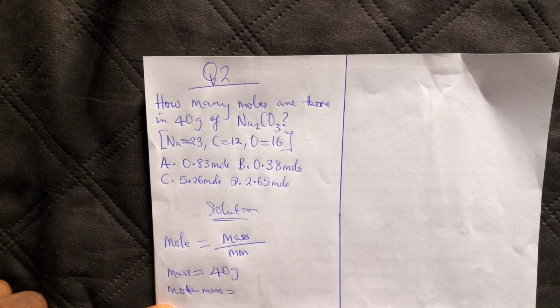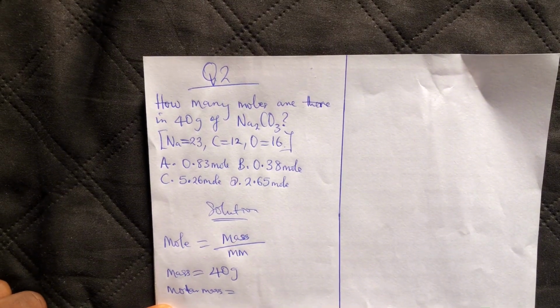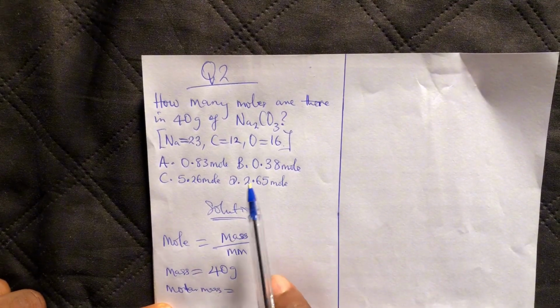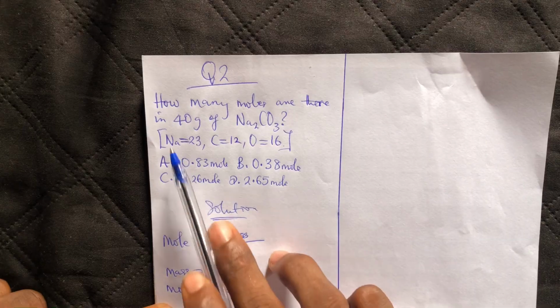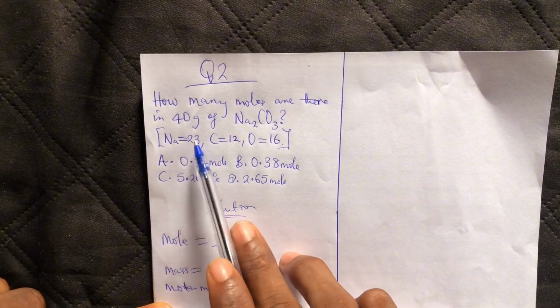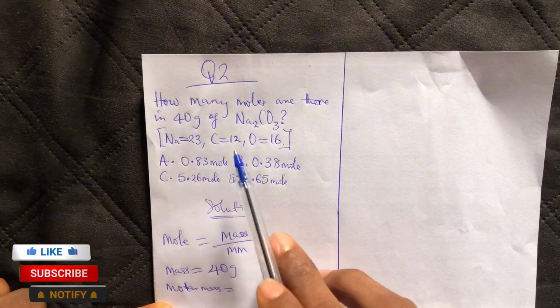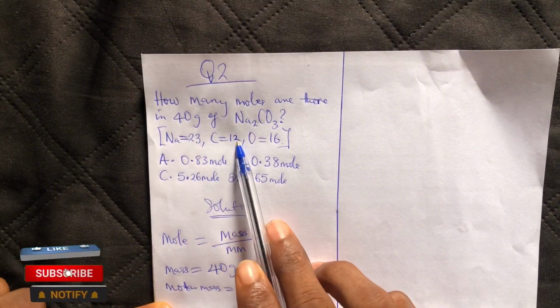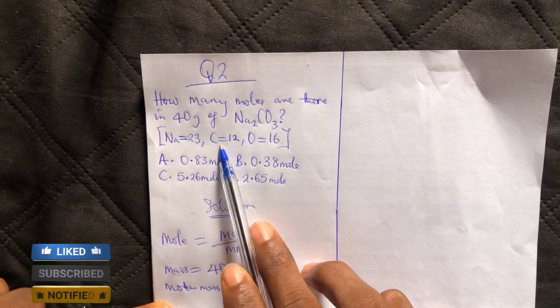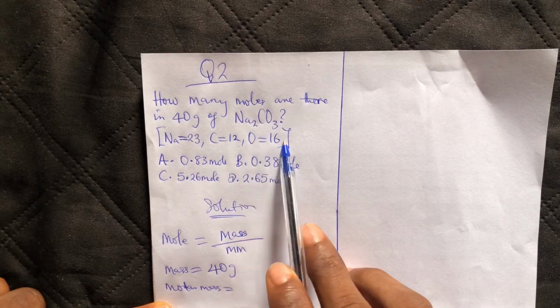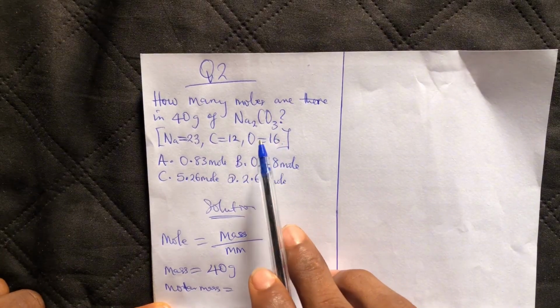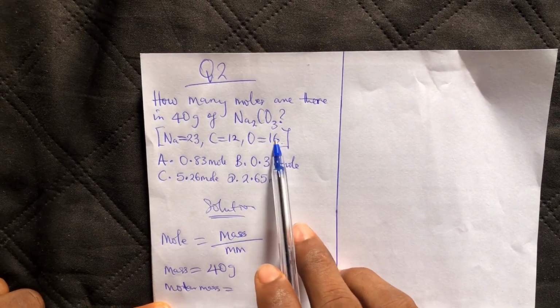Easy peasy, all right? So let's move on. How can we get our molar mass? To get your molar mass, if you check in the question, you see that sodium is 23. Now, this 23 is the mass of sodium. You see that carbon is 12. This 12 is the mass of carbon. You see that oxygen is 16. 16 is the mass for oxygen, all right?